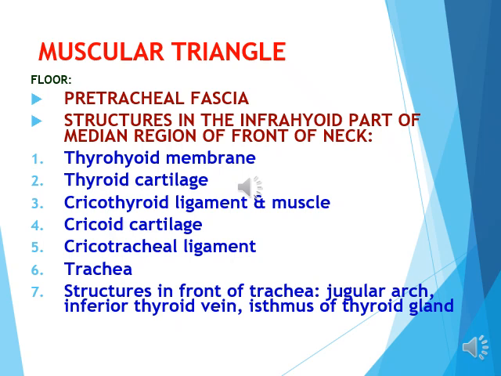Among these, we find the jugular venous arch formed by the union of the anterior jugular veins, a subtle but relevant landmark during neck dissection. The inferior thyroid vein also crosses here, draining into the brachiocephalic vein, and finally, the isthmus of the thyroid gland spans across the second and third tracheal rings, anchoring the two lobes of the gland.